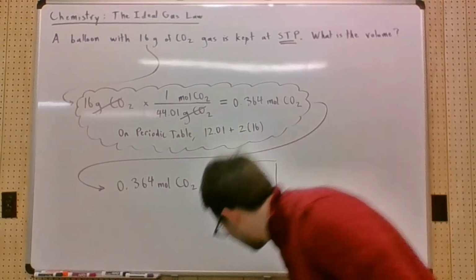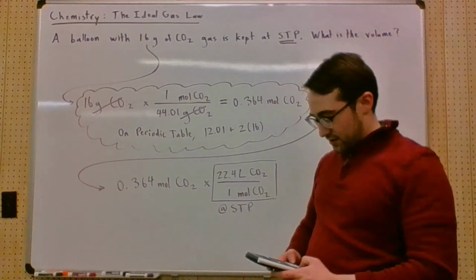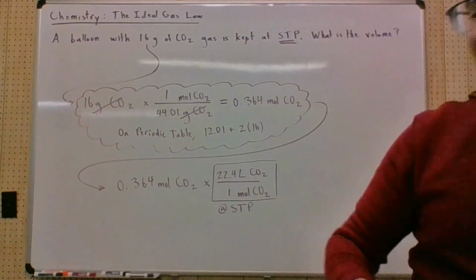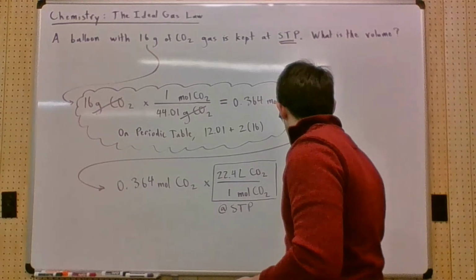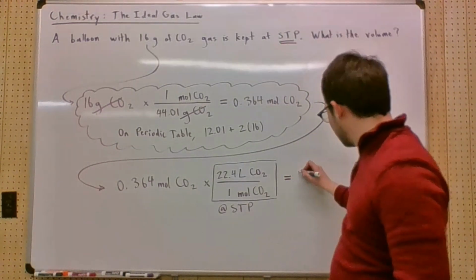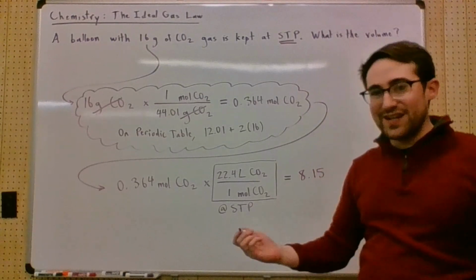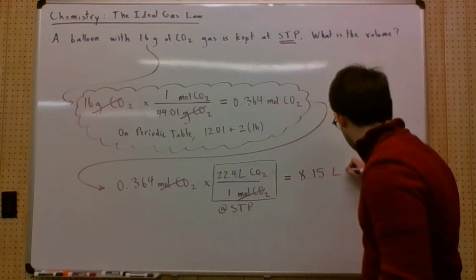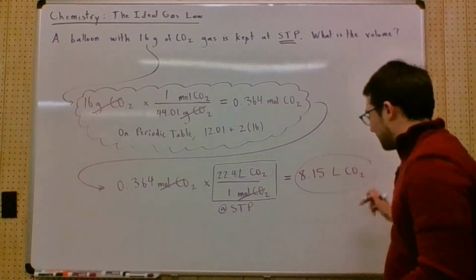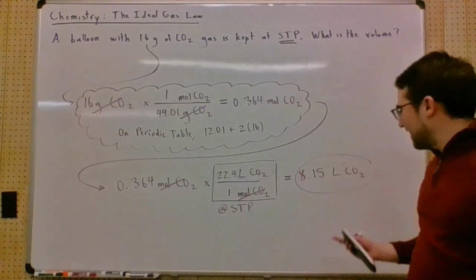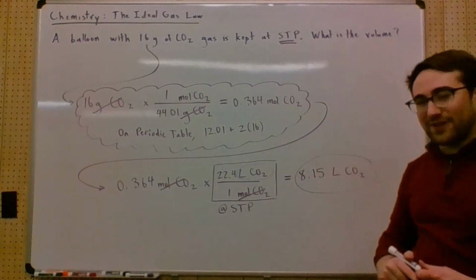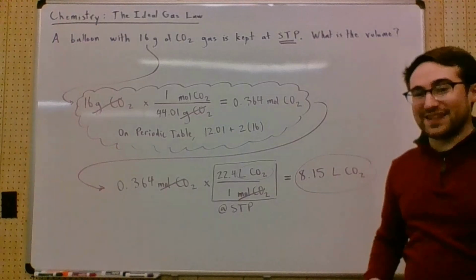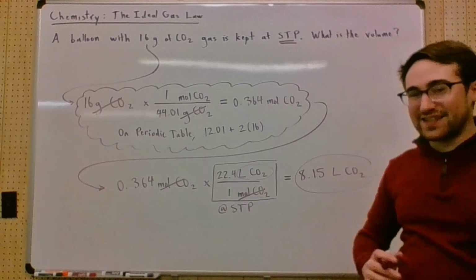So let's try it. 0.364 times 22.4. Dividing by 1 doesn't do anything. And I get about 8.15, and my unit is liters. Before we got about 8.16, so that's pretty darn close. I would definitely count it for sure. So if this appeals to you, you might want to keep this in mind as an extra little shortcut to make things a little bit faster.